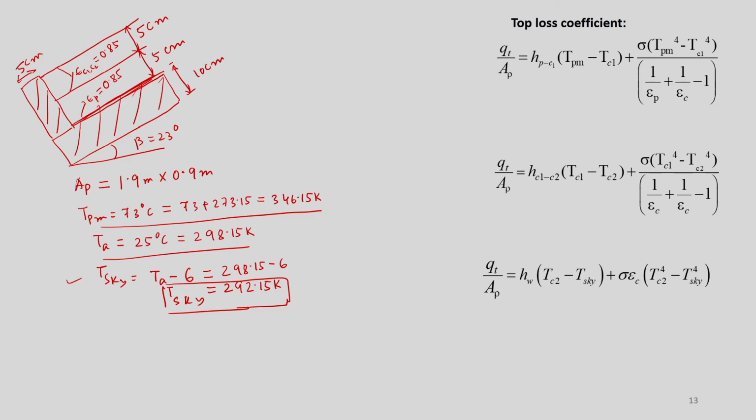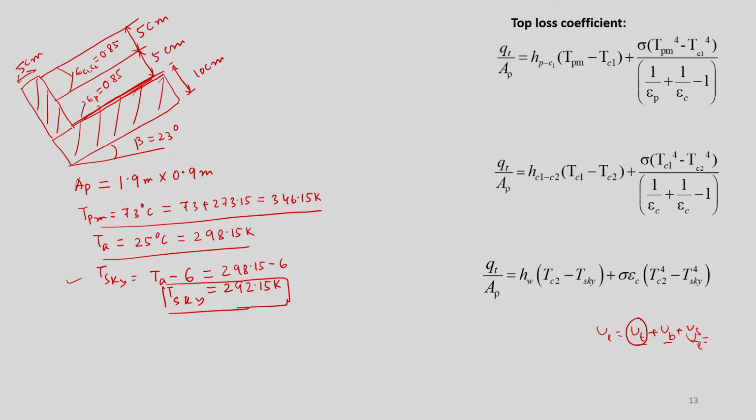Now, first we need to calculate the top loss coefficient, then only we can calculate UL, okay, because if we are interested in UL, then what you need to do first is UT plus UB plus US. So, all the three parameters are required, okay. Let us first calculate this UT, okay. The technique we are going to use here is trial and error. It is an iterative technique, okay. We have correlations to get a direct result of UT, but first let us understand how this can be calculated by using this iterative technique, okay.